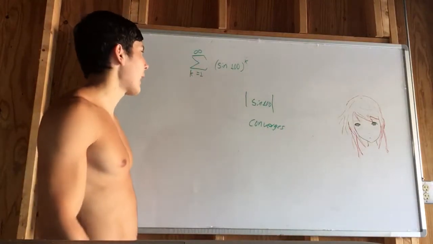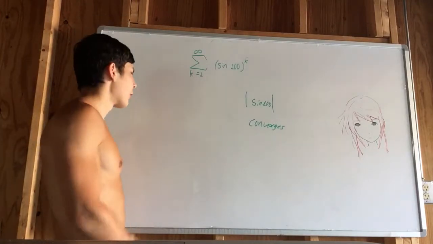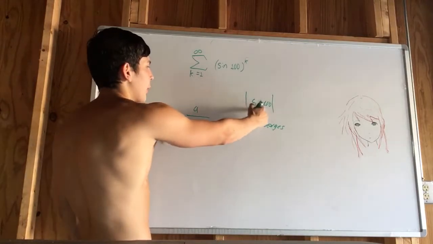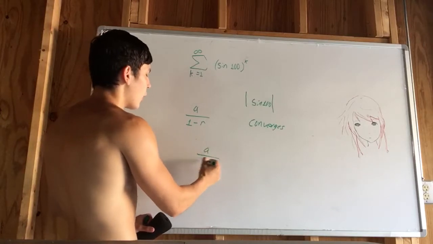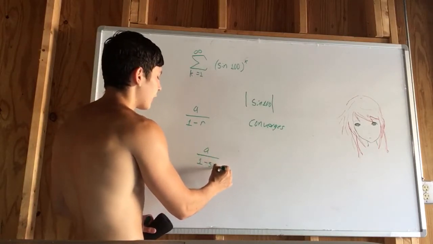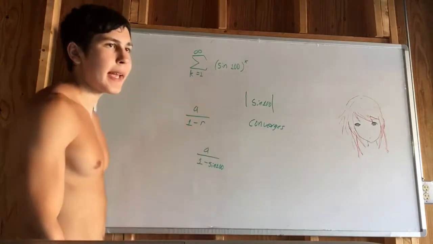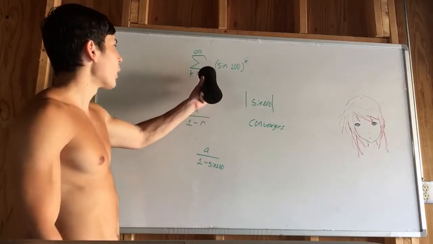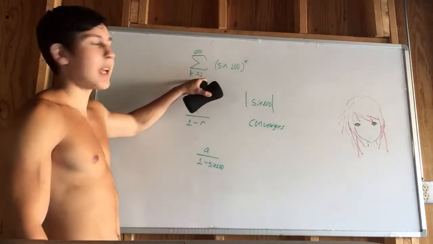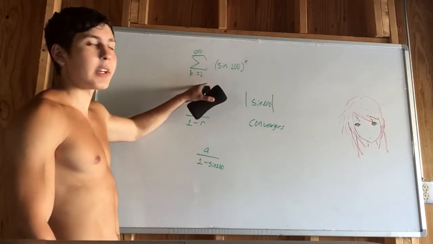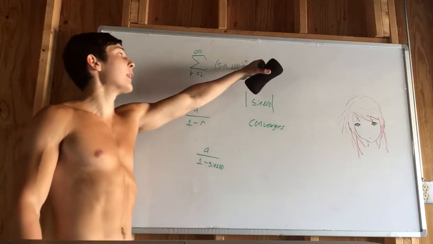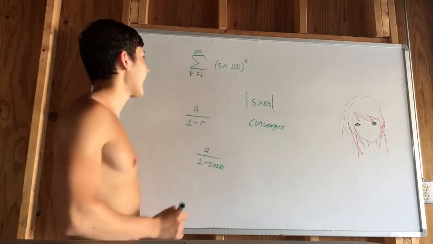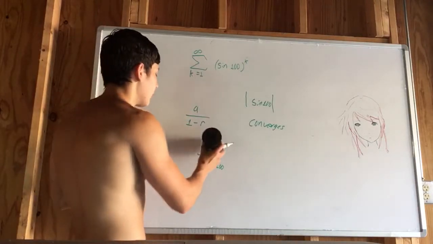If it's going to converge, we have to know what it's converging to. For that, we need this formula, a over 1 minus r, with r being our common ratio. So we could already plug that in, 1 minus sine of 100. What is a? A is our first term. How do we find our first term in a series? We plug in whatever is given as our first value of k, or whatever variable we're playing with, and whatever we get, that's our first term. So in this case, we plug in 1 for that k over there, and we get sine of 100.